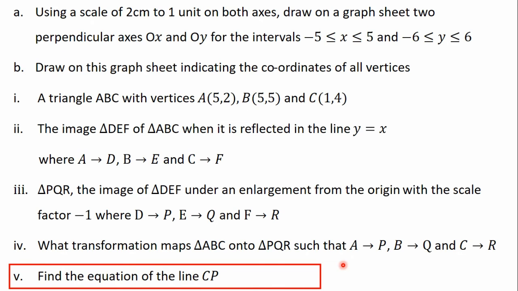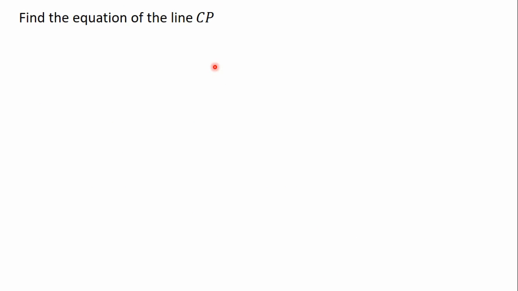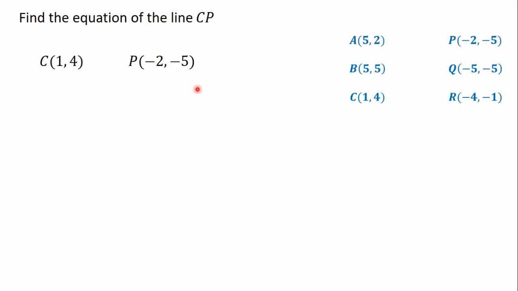Let's move on to the last part of our question. The last part of our question says that we should find the equation of the line CP. In order to find the equation of the line CP, we need to know the coordinates of the point C and the coordinates of the point P. These are the coordinates of ABC, and these are the coordinates of PQR. So point C has the coordinates (1, 4), and point P has the coordinates (-2, -5). So we are going to find the equation of the line that joins point C to point P.